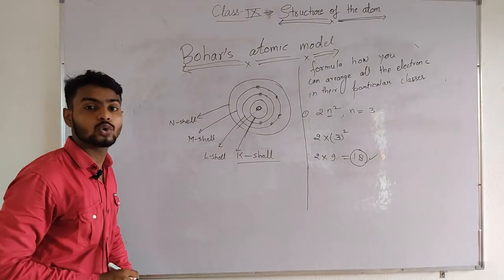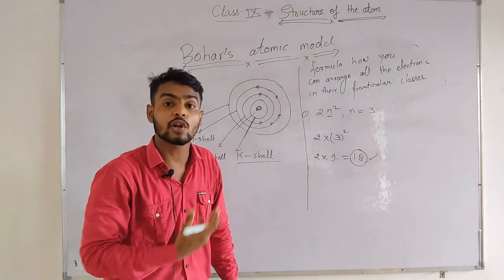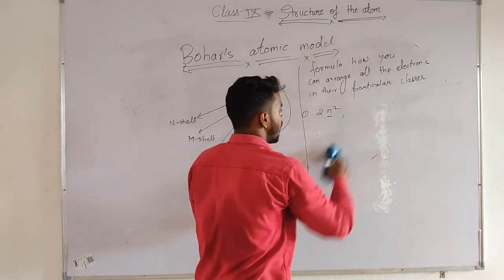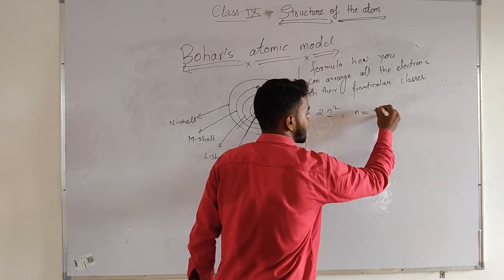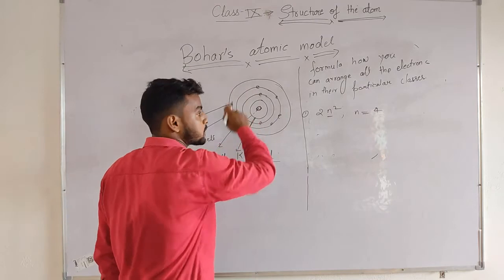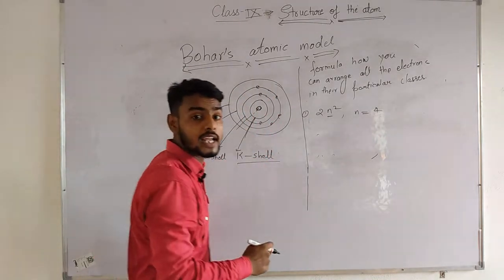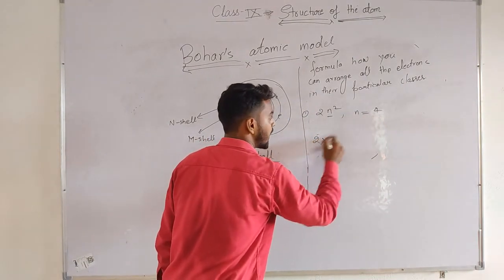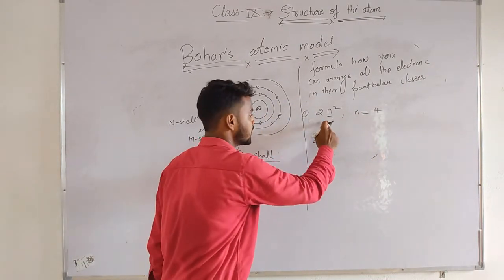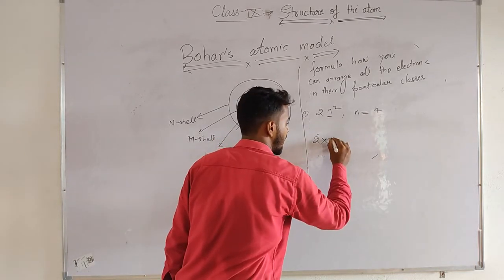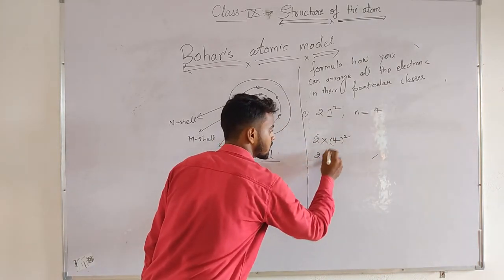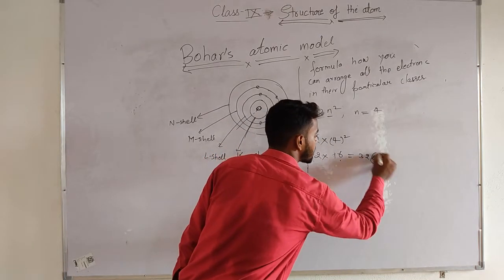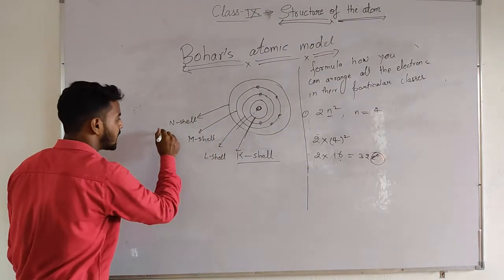Now we are going to the fourth shell. How many electrons are filled in the fourth shell? The value of n is equal to 4. If we take 4, that means the fourth shell of the atom. Putting 4 in the formula, the square of 4 is 16, and 2 times 16 is 32. That means 32 electrons are present in the outermost shell, the N shell.